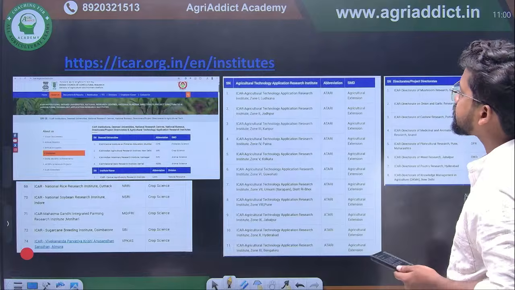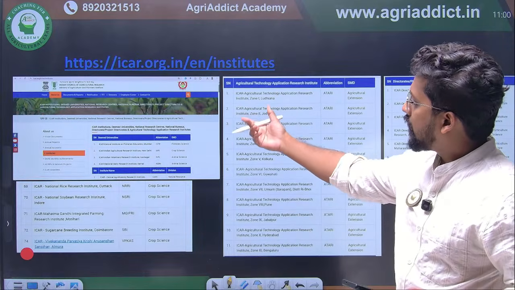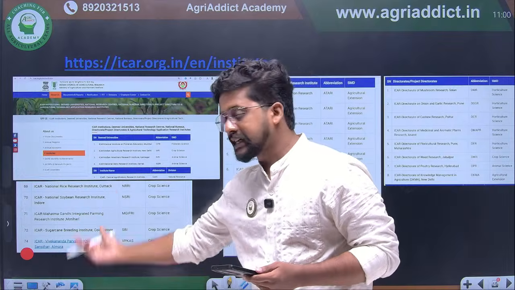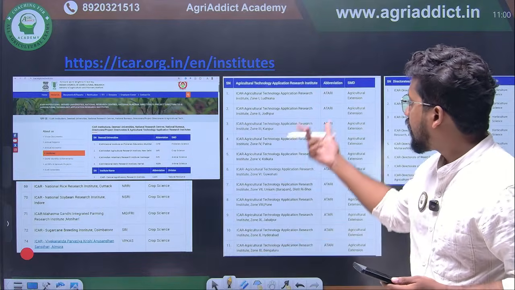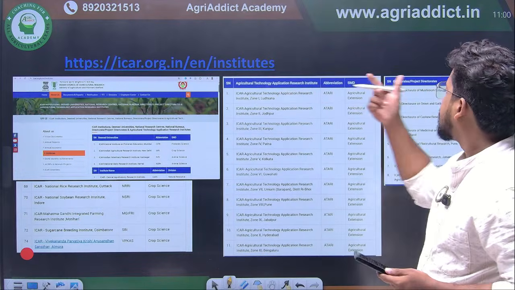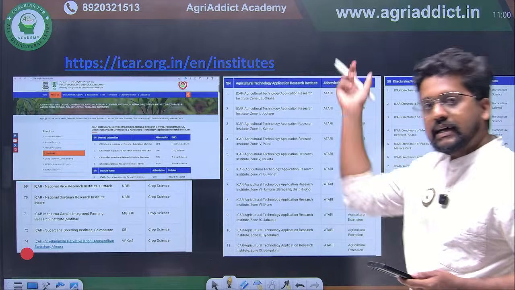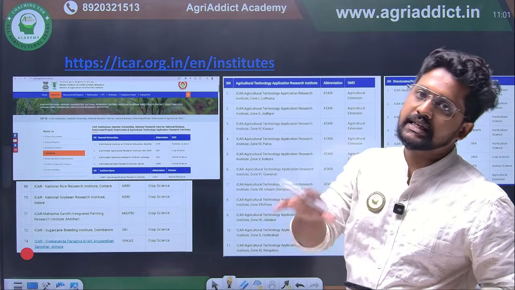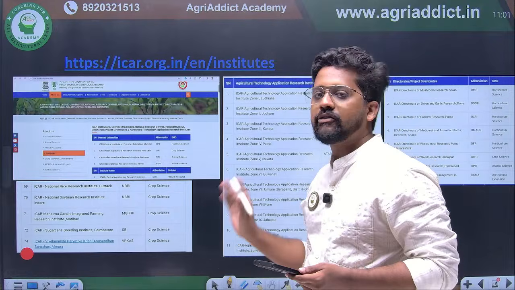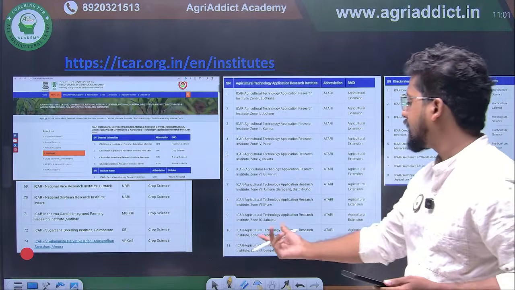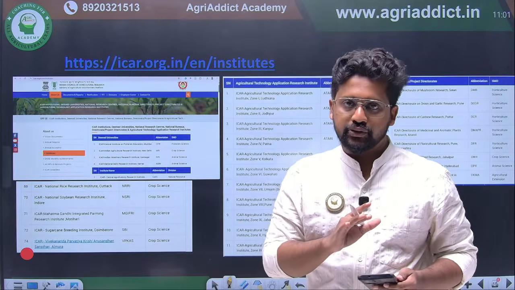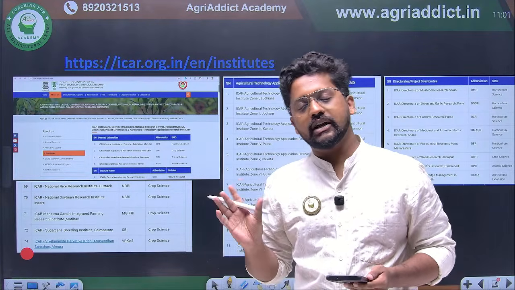Precisely speaking, we have 73 ICAR research institutes. We have 11 ATARIs, we have 8 project directorates. Earlier they used to compile and tell the project directorates and authorities together. So even if you combine the current data, 11 plus 8, it will be just 19, which will not add up to 22. So there are significant differences in the numbers.